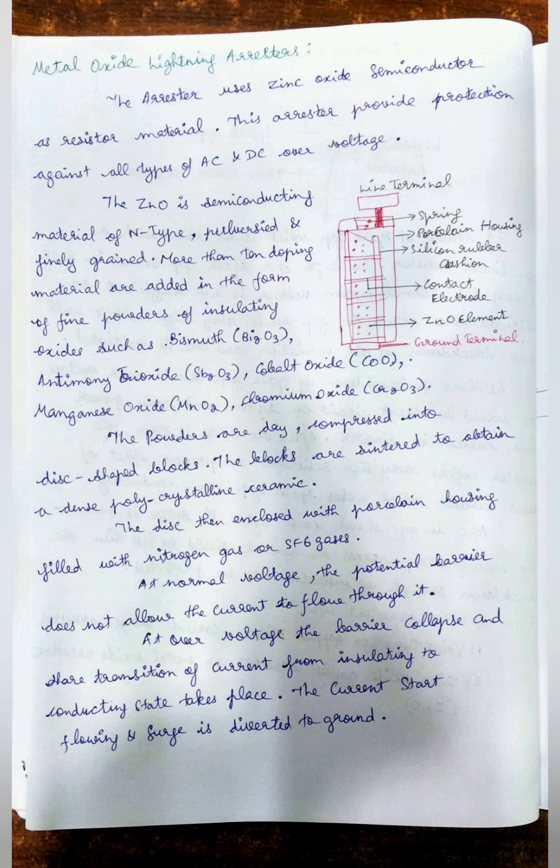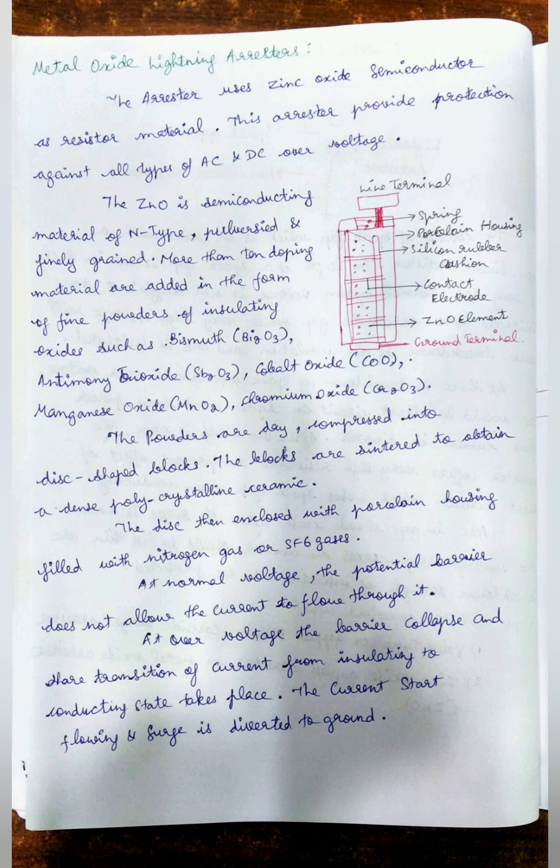Then the disc is enclosed in porcelain housing filled with nitrogen gas or SF6 gas in order to suppress the arc produced inside the medium. At a normal voltage, the potential barrier does not allow the current to flow through it. So whenever the breakdown happens, the transition of current from an insulating to a conducting state takes place. The current starts flowing, and the surge is diverted to the ground.